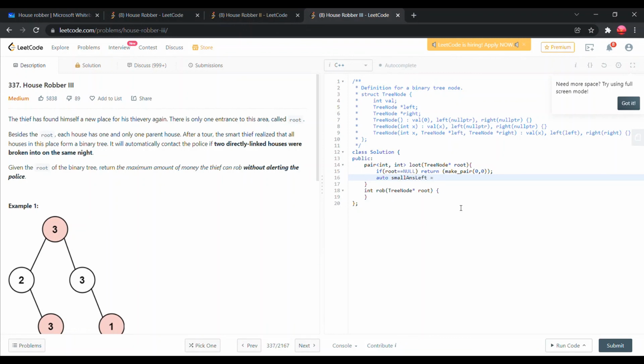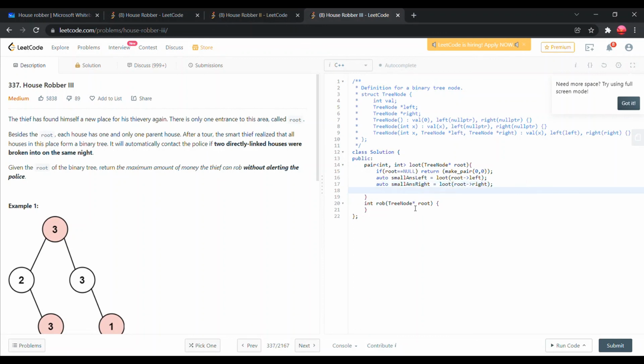Else we say, the small answer is going to be loot the left child, so that's root, and I'm not going to check whether it exists, because I know the null will be taken care of when I go down, so it's okay. All of these are terrible naming conventions, but yeah. Okay.